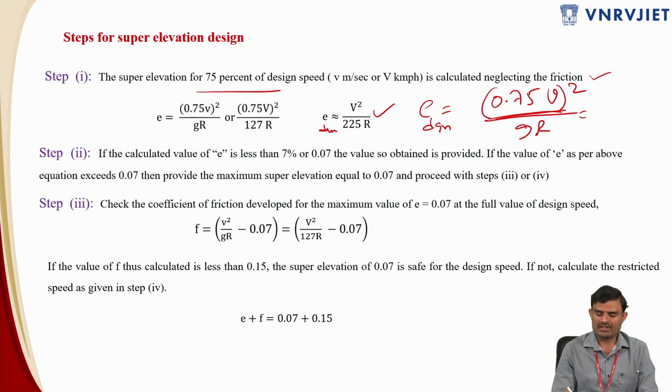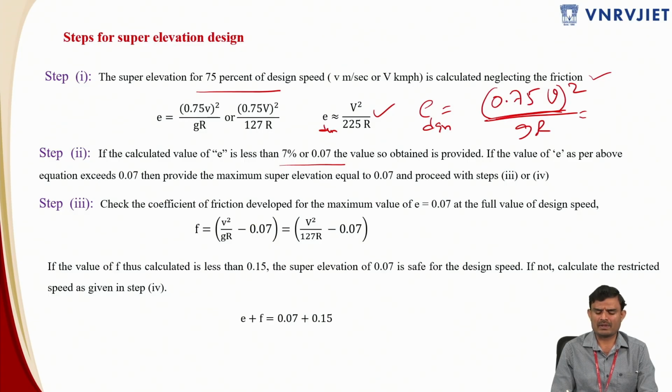After calculation of the superelevation, you check whether the superelevation you have arrived at is less than the maximum value of the superelevation. Then your problem ends there itself. Whatever superelevation value you are getting, that is the superelevation you are going to provide at that respective location. So that is the end of the problem. But if not, in plain areas the maximum superelevation is nothing but 7%.